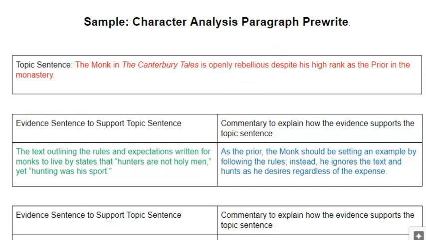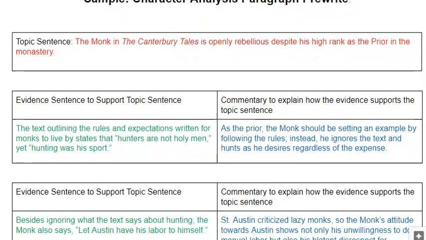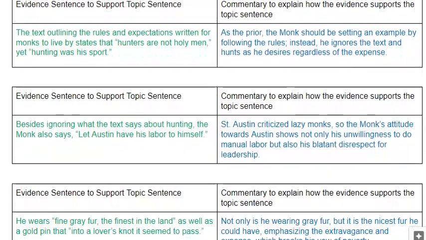The first piece of evidence that I have is that he was a hunter. Hunting was his sport, even though hunters are not holy men. So that shows that he's rebellious, right? Because the text says that hunting was a sport, but that hunters are not holy men. So then look at my commentary. My commentary is my explanation of how this proves that he's rebellious. As the prior, the monk should be setting an example by following the rules. Instead, he ignores the text and hunts as he desires, regardless of the expense.